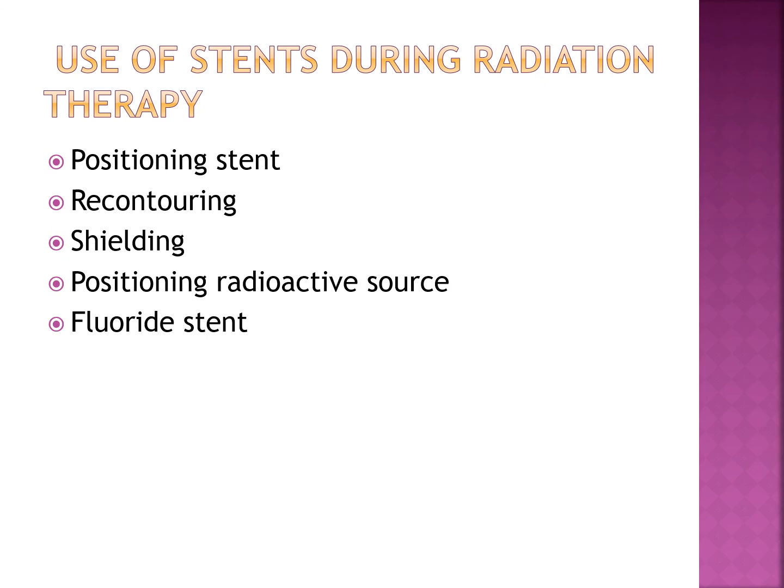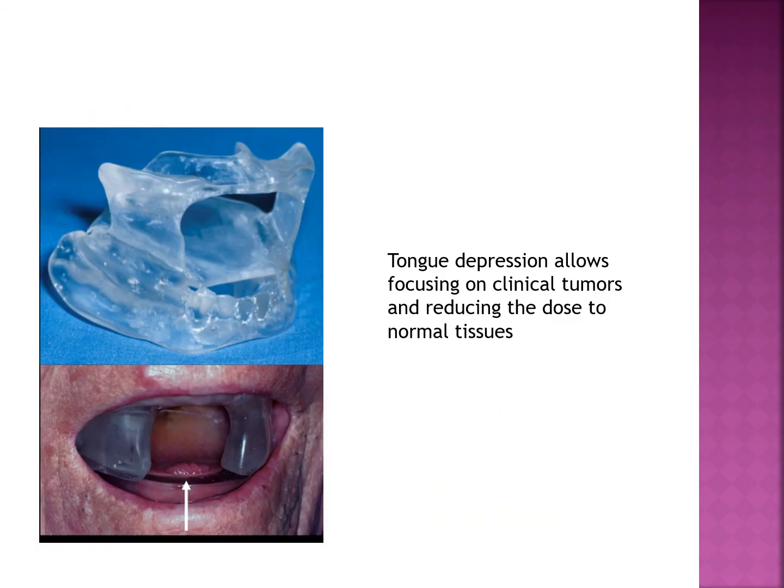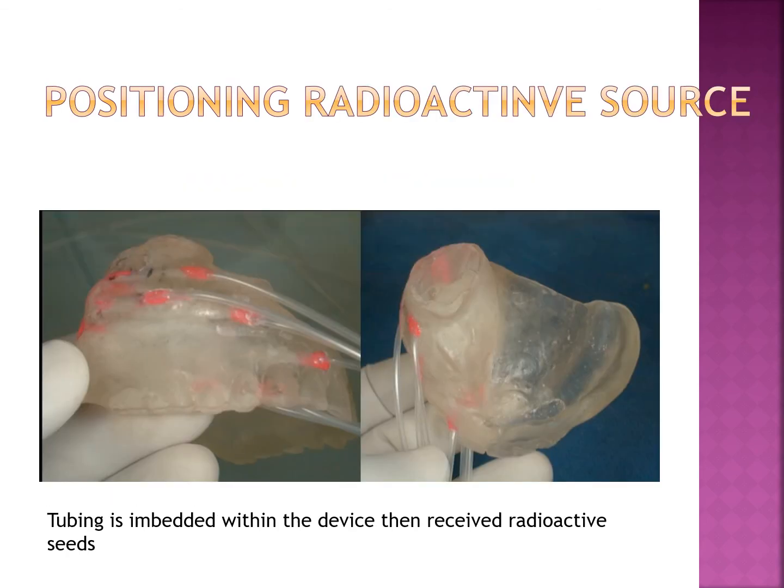Positioning stent, recontouring, shielding, positioning radioactive fluoride stent. Here I discuss and explain this in the last lectures. Here there are some pictures to demonstrate the positioning. Here also pictures for the tongue depression allow focusing on the clinical tumor and reducing. Here for the shielding, some pictures for the positioning radioactive like this.